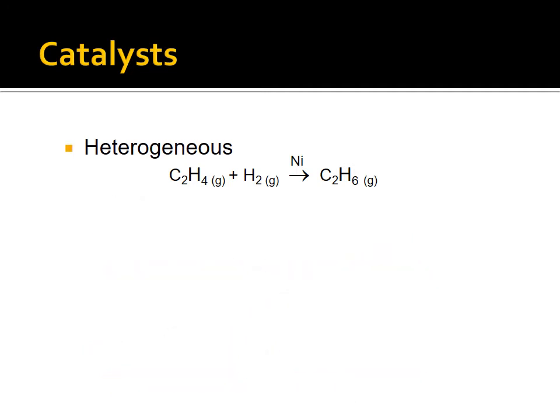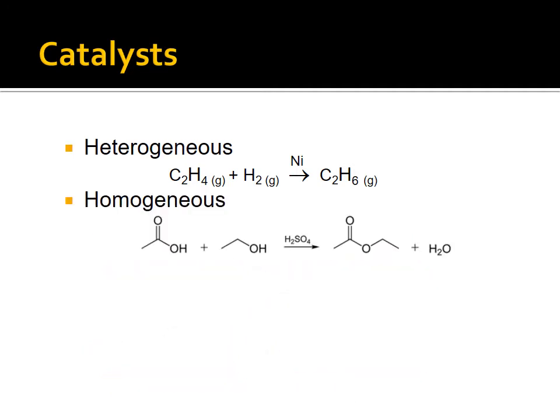Next type is the homogeneous catalyst. This is the example: alcohol reacts with carboxylic acid to form esters. And the example we discussed in the previous slide is also a homogeneous catalyst. Here all reactants, products and the catalyst are in the same form, in the liquid state.